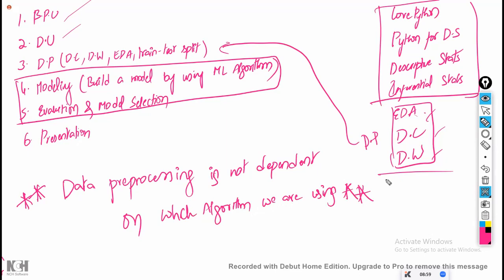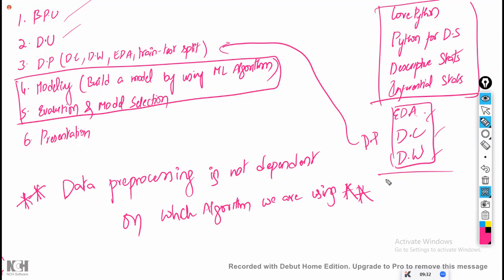The same technique of data cleaning we have to apply. The same technique for outliers we have to apply. The same technique of converting a skewed distribution to a normal distribution. If you have to do encoding, the same encoding has to be done. There is no dependency. Irrespective of which algorithm we use, we have to do it.